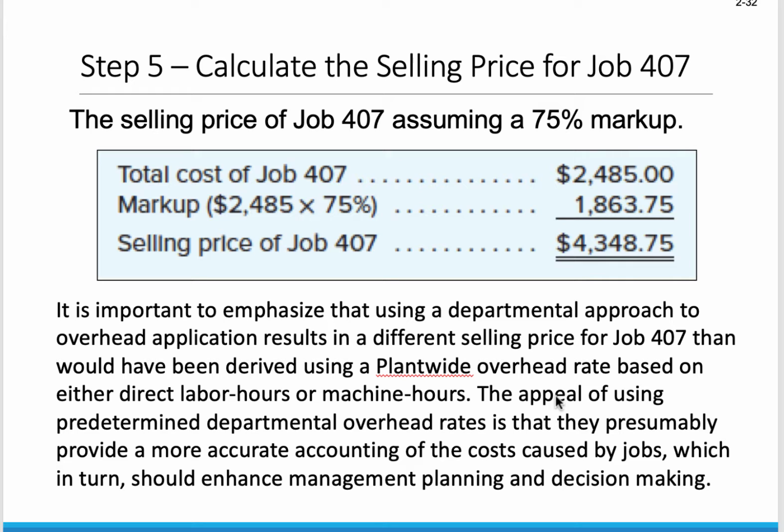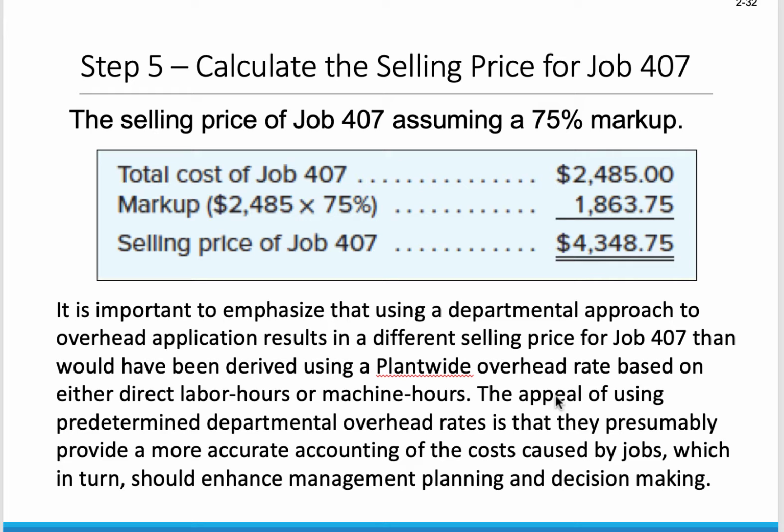Now, if you look at the paragraph below, take a couple seconds and read over that. Now, what is this saying?